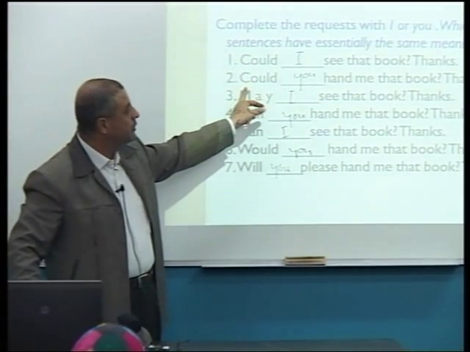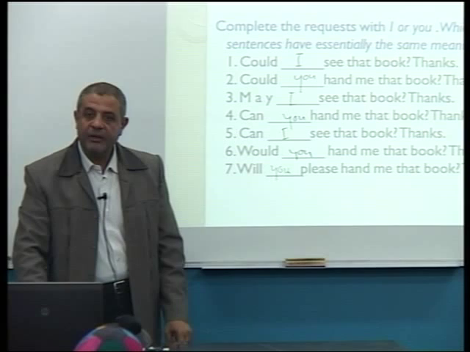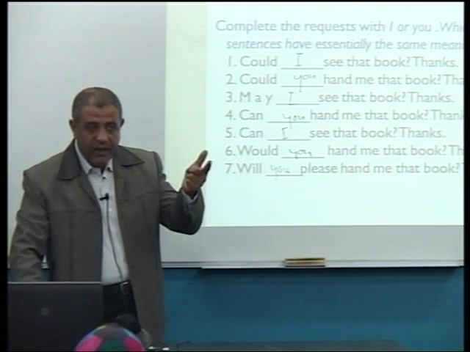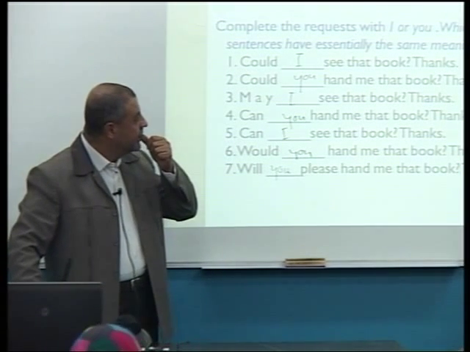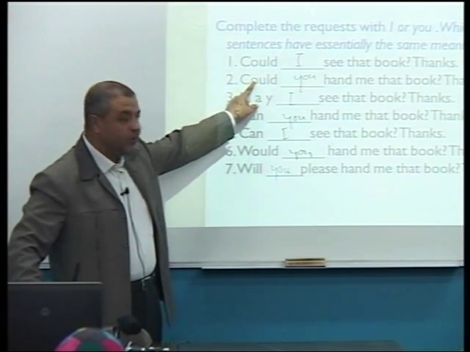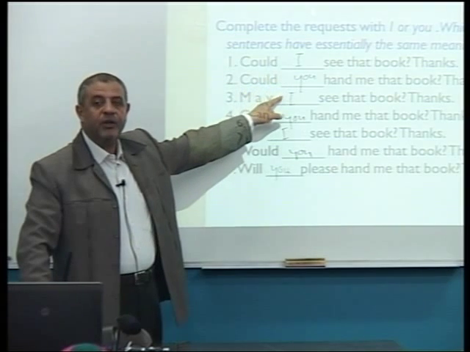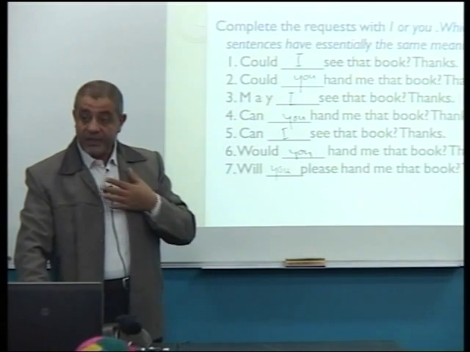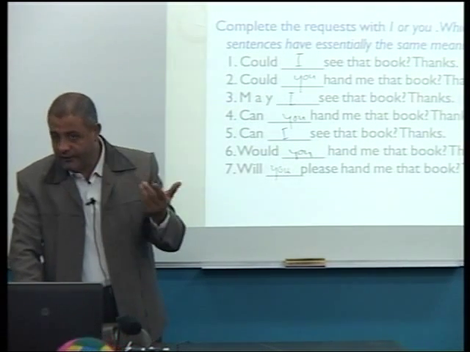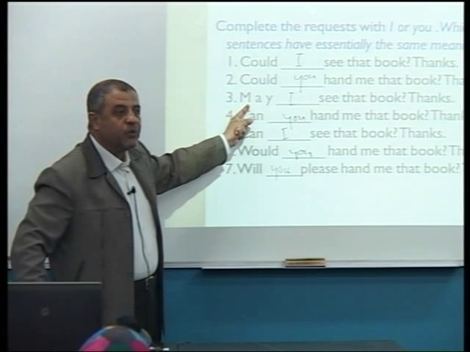Good. Now number 2. Could you hand me that book? It is what? That's right. It's a good answer. But what do you understand? Well, it is a polite request. Could can be used with what? With I and you. Okay. So you can request something for yourself, and you can request others to do something for you, right? Good. Thank you.